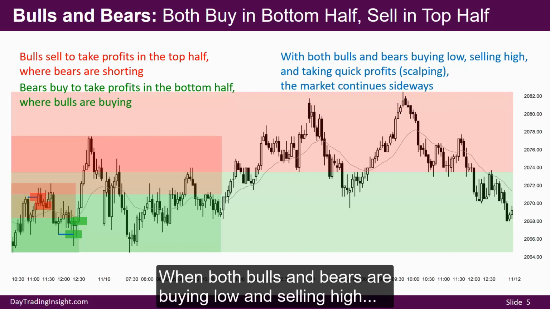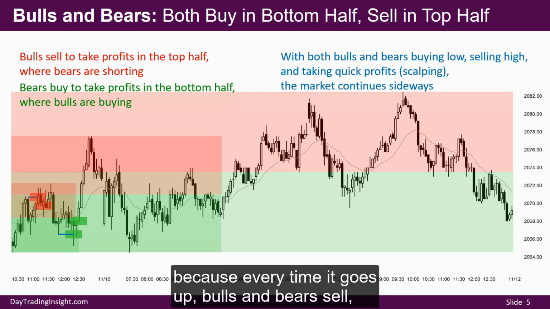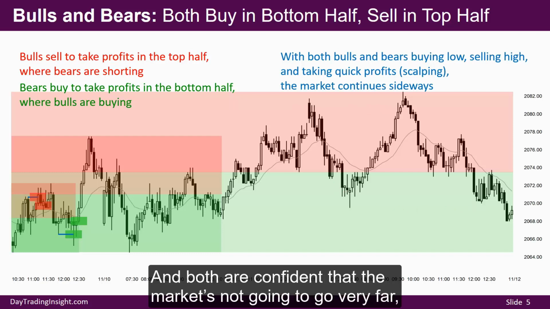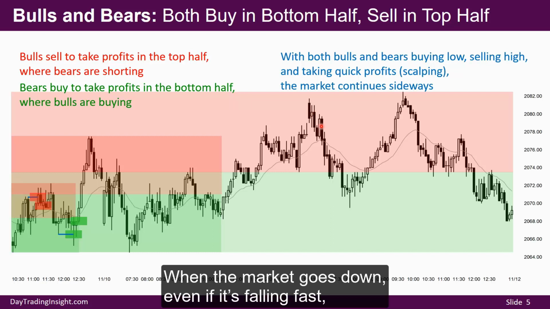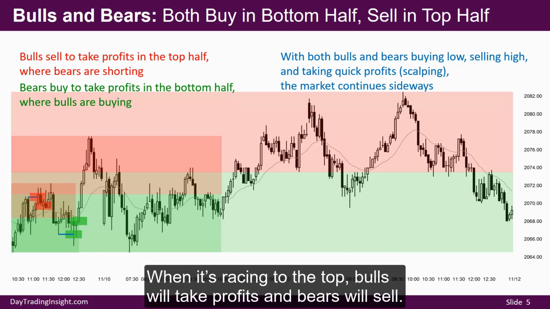Think about it. When both bulls and bears are buying low and selling high and taking quick profits, scalping, the market has to go sideways because every time it goes up, bulls and bears sell. Every time it goes down, both bulls and bears buy. And both are confident that the market's not going to go very far. So they're scalping. When the market goes down, even if it's falling fast, bears are going to take profits and bulls will buy. And when it's racing to the top, bulls will take profits and bears will sell.